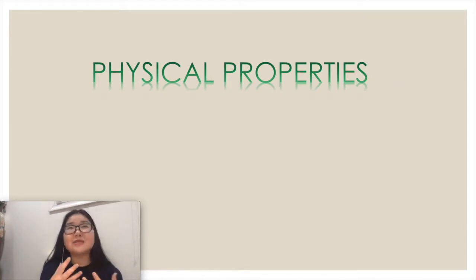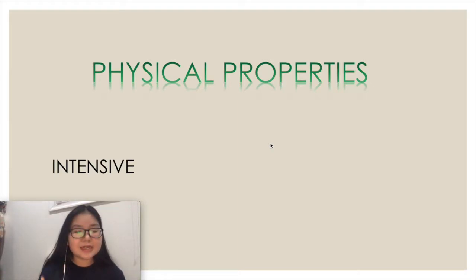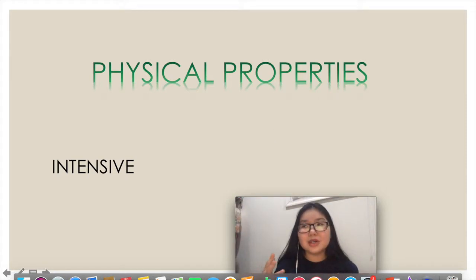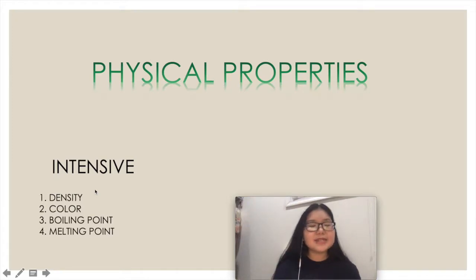The next thing is physical properties. Physical properties are the physical side of a substance, which can change due to temperature, the environment, the impact of people, or something like that. Physical properties have two types. The first type is intensive. What is that? Intensive properties are those not related to the amount of the matter, such as the volume or the mass. The intensive properties are density, color, boiling point, and melting point.